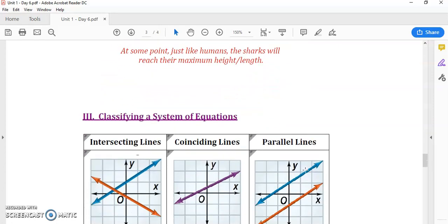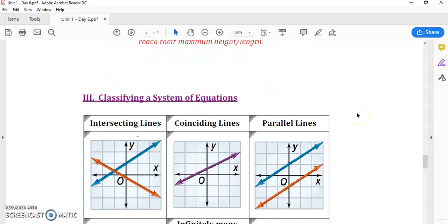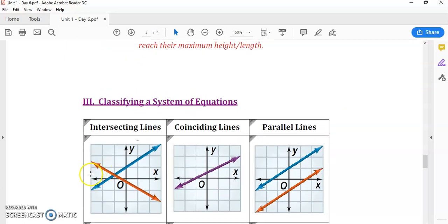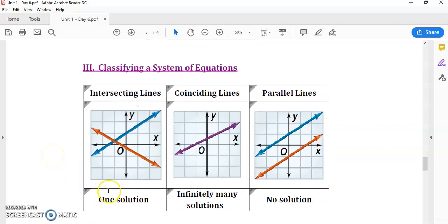All right, let's get into classification of systems of equations. One of three things will happen when we graph these systems. They'll either intersect once, you'll have one graph, one line directly on top of the other, or you'll have parallel lines. Now, when we classify these, if they intersect, there's going to be one solution, that one intersection point. If it's one on top of the other, they will have infinitely many, and if they are parallel, they will never intersect, therefore they have no solution.